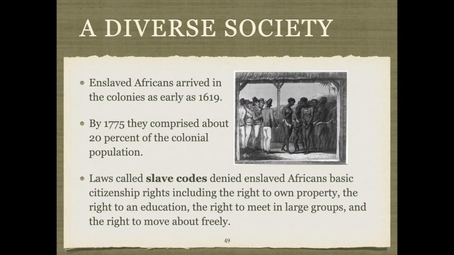Enslaved Africans arrived in the colonies as early as 1619. By 1775, they comprised about 20% of the colonial population. Laws called slave codes denied enslaved Africans basic citizenship rights, including the right to own property, the right to an education, the right to meet in large groups, and the right to move about freely.